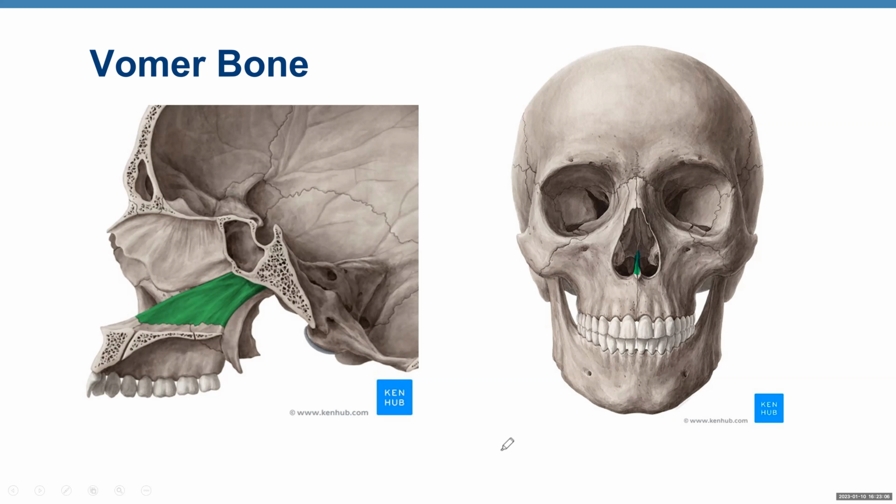So here's the vomer bone in the mid-sagittal section, and in anterior view. So here's the nasal septum that divides your nose into right and left nasal cavities. Now this upper part of the nasal septum, this is ethmoid bone. And this structure on the lateral wall of the nasal cavity, those are ethmoid bone. But the inferior part of the nasal septum is vomer. It's an unpaired bone.